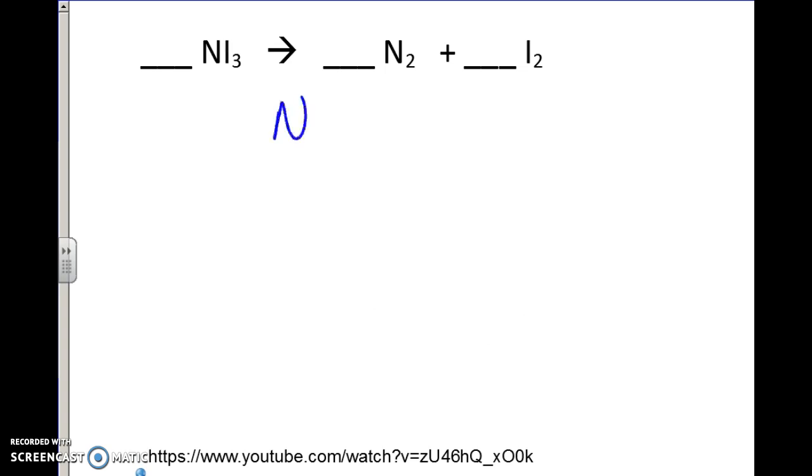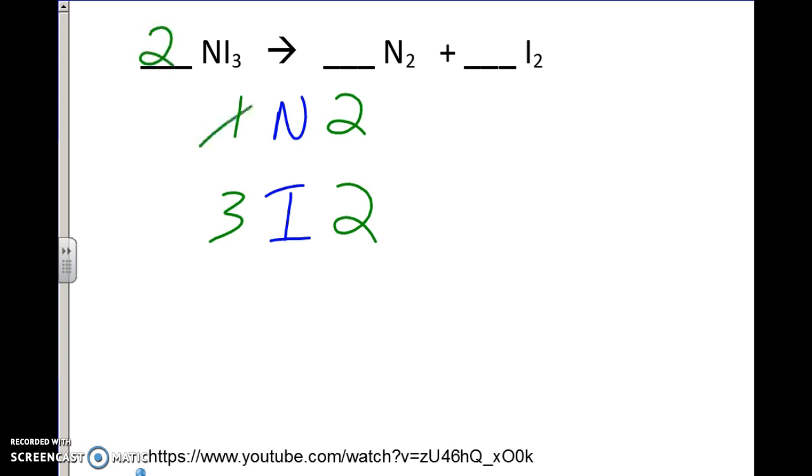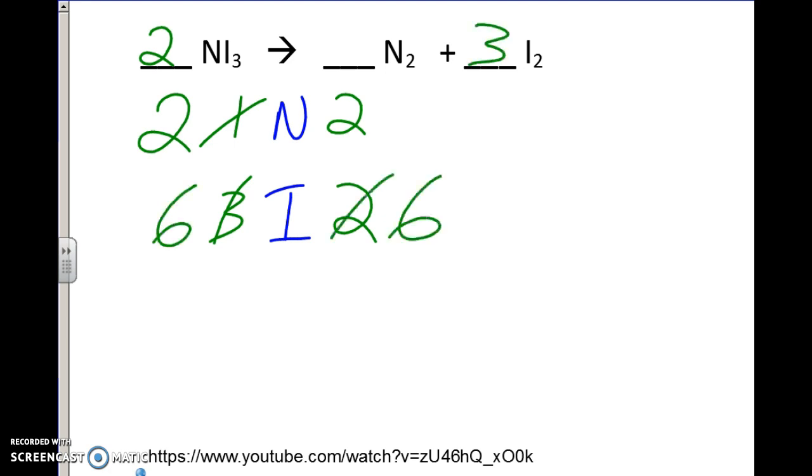Alright, in this problem I have nitrogen and I have iodine. On the left-hand side, I have 1 nitrogen. On the right-hand side, I have 2. On the left-hand side, I have 3 iodines, and I have 2 on the right-hand side. So the simplest thing for me would be to put a 2 here. That's going to bring my nitrogen number up to 2 on each side, but it's going to bring my iodine number up to 6. So to counter that, I put a 3 over here, and that brings this up to 6, and I am balanced.